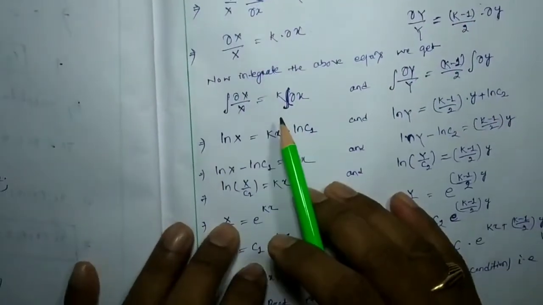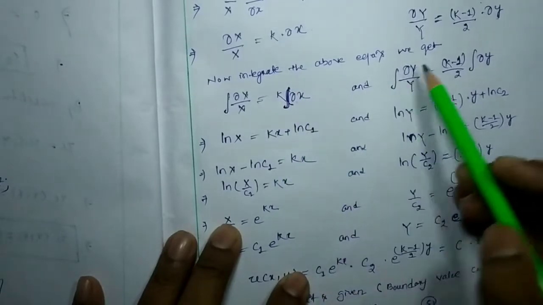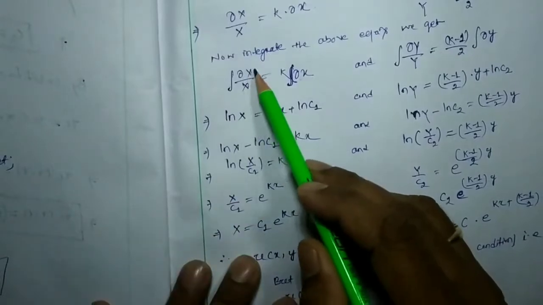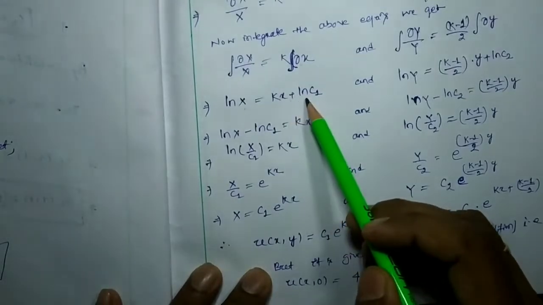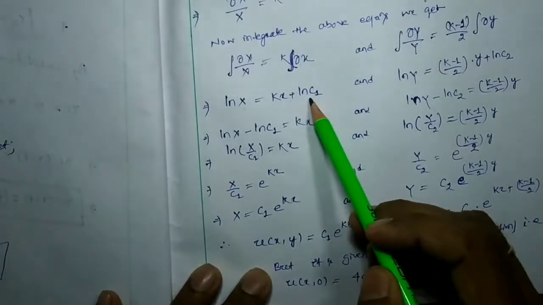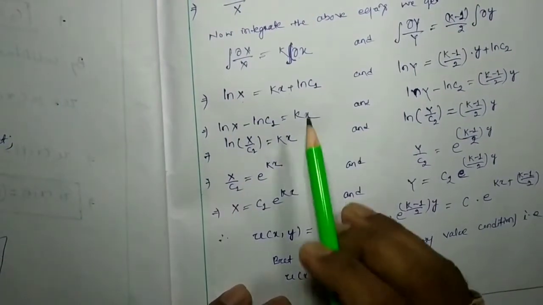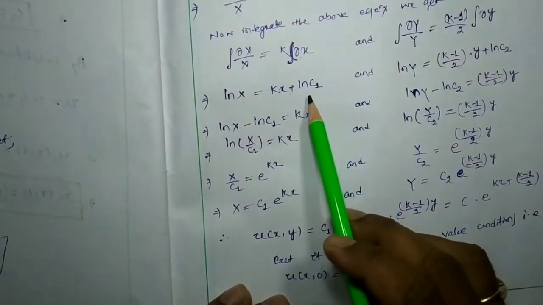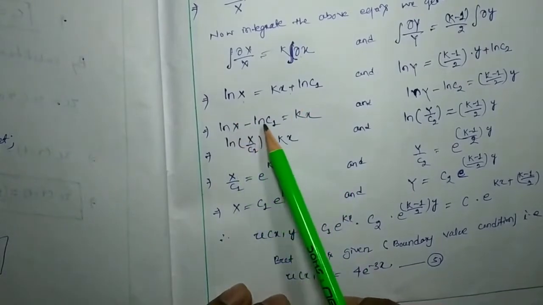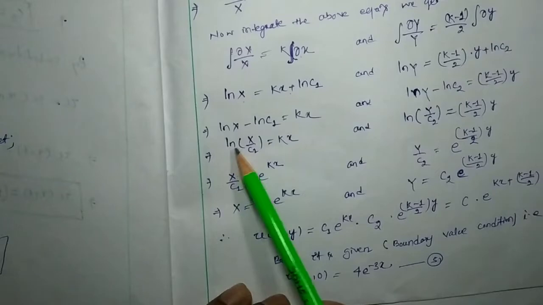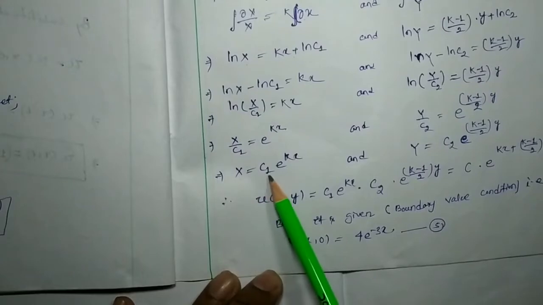What we are going to find out: del X by X integration equals k integration of del x, integrating both sides. So del X by X means the integration will be ln X equal to kx plus ln c1. Let the integrating constant be ln c1. So ln c1 moves to this side, ln X minus ln c1 equals kx. It can be written as ln X by c1 equals kx. X by c1 will be equal to e to the power kx. X will be equal to c1 into e to the power kx.